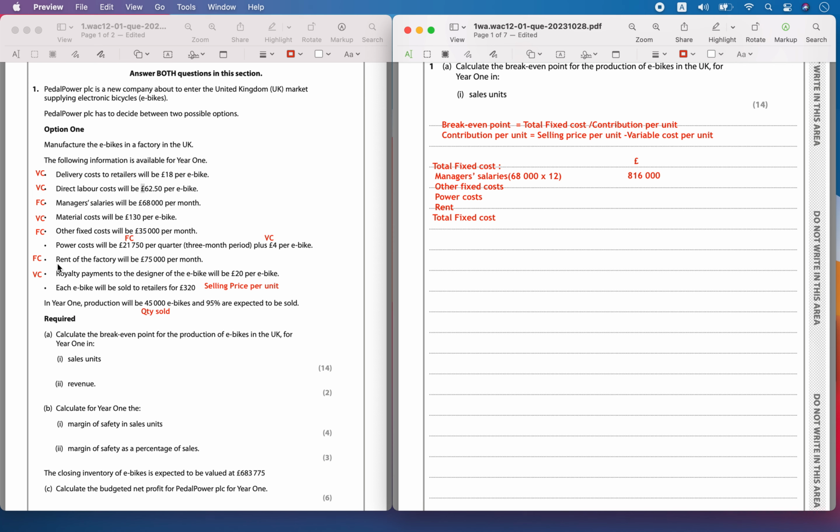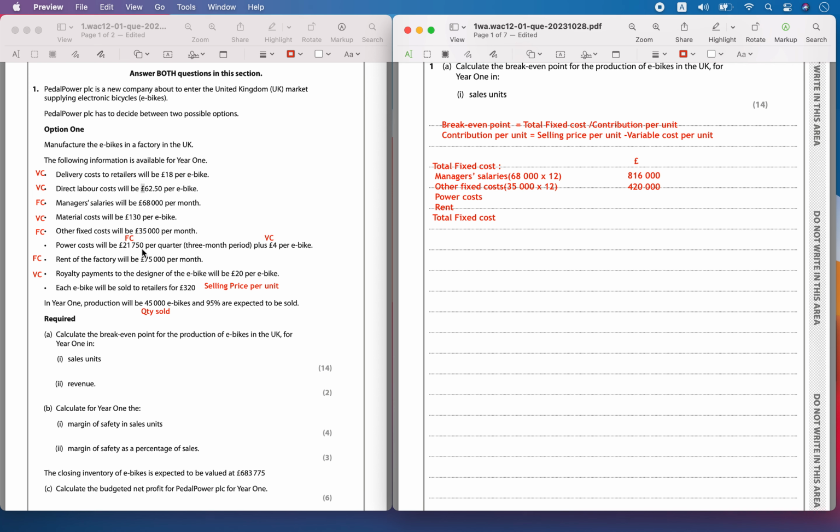Then you have the other fixed cost. Other fixed cost, we can see that it is 35,000 per month. So it is 35,000 times 12. So that's going to be equal to 420,000. Let's write it here, 420,000.